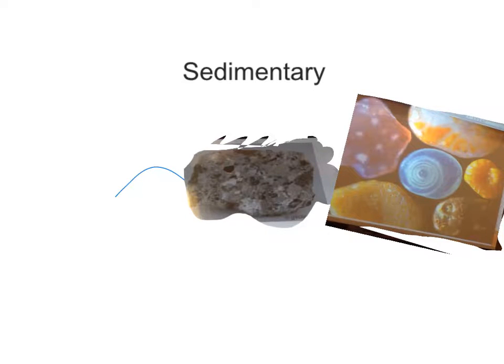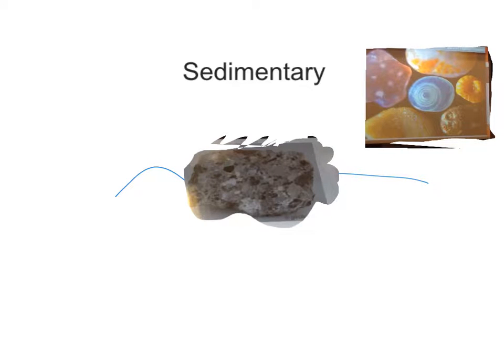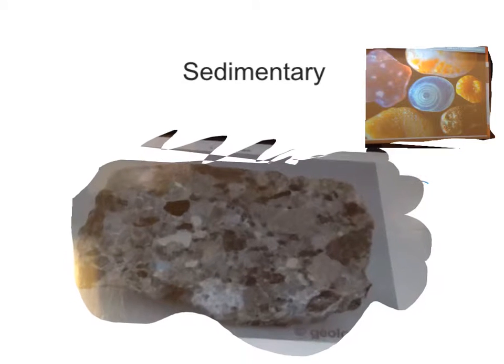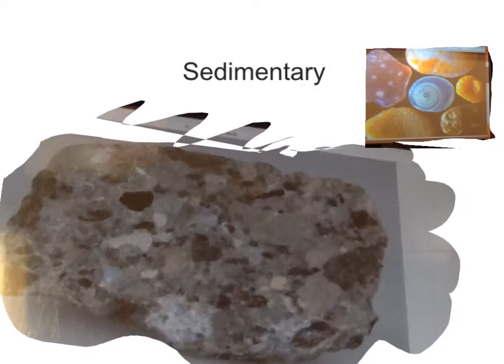So this is sedimentary rock. This is like super zoomed in sand. That's actually what sand looks like. And then this is just a sedimentary rock. As you can see, there's lots of little bits, and lots of bits compressed together.